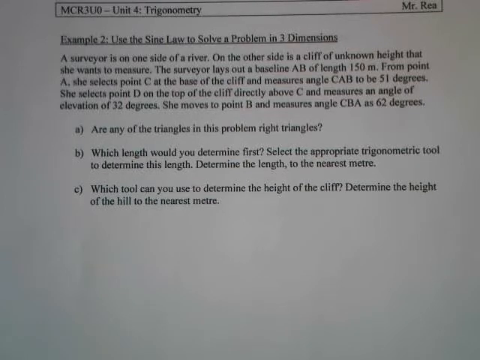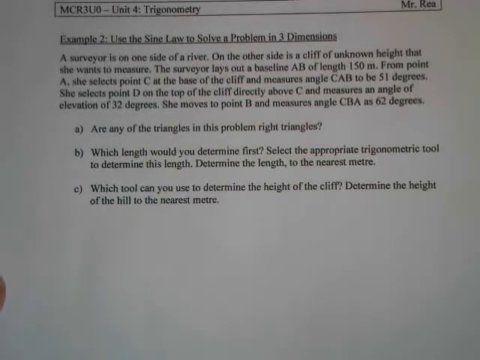The surveyor lays out a baseline AB of length 150, and that's obviously on the side of the river where the surveyor is. From point A, she selects point C at the base of the cliff and measures angle CAB to be 51 degrees. She selects point D at the top of the cliff directly above C, measures an angle of elevation of 32 degrees, and then she moves to point B and measures angle CBA is 62 degrees.